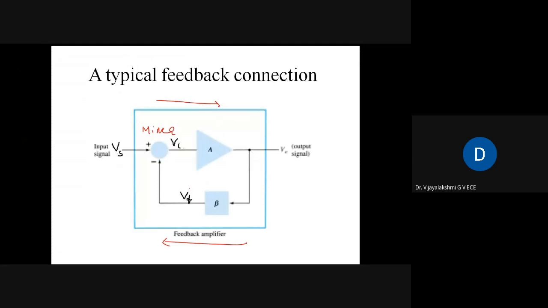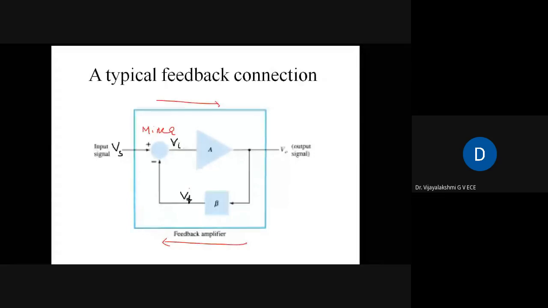That forms the input to the amplifier, that is Vi. So Vi is Vs minus Vf, and that is given to the amplifier. The amplifier amplifies the input, and that is given as V0. In turn, a portion of the V0, that is Vf, is once again fed back. So this process continues.